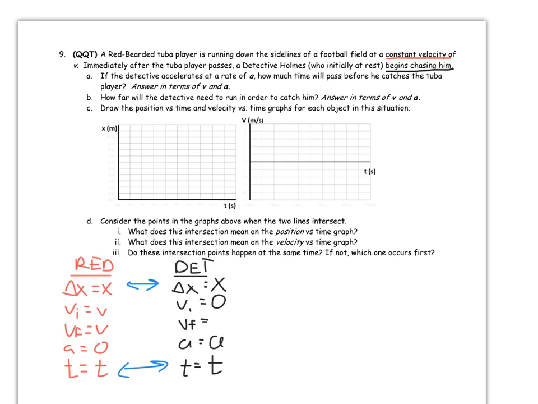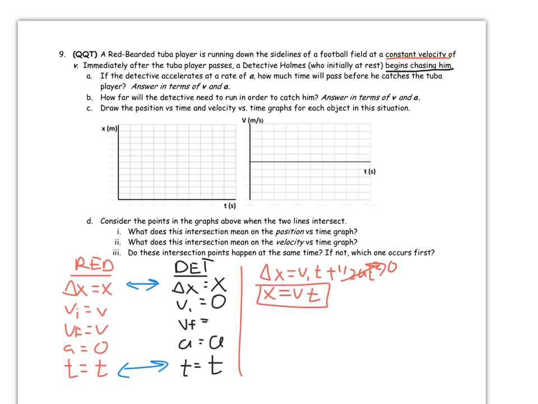Keep in mind that when we have zero acceleration, like we do here for the red-bearded tuba player, there's only one useful equation. Well, really two useful equations, but it's got to be one of the delta x equations. So for the tuba player, I'm going to say delta x equals v_i t plus 1/2 a t squared. The acceleration goes away because it's 0. So for the red-bearded tuba player, I'm just going to say x equals v times t. And there we have that.